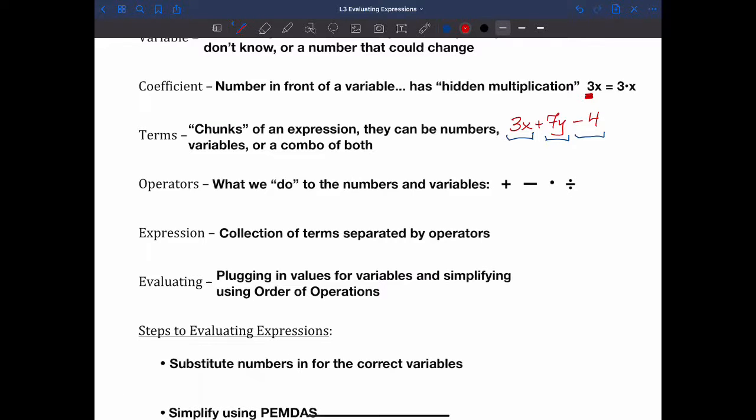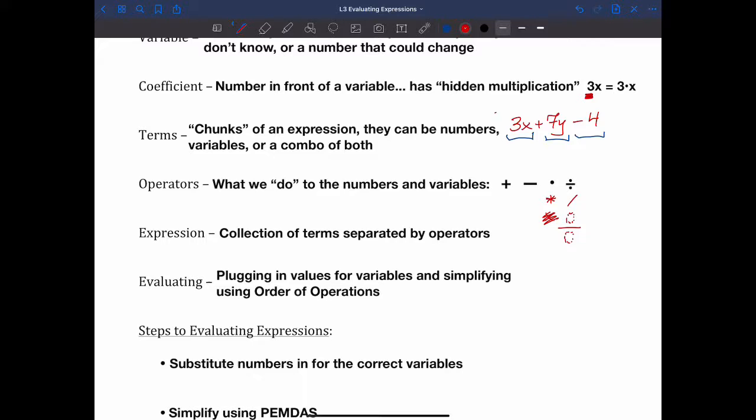For operators, you might notice that there's a little dot for multiplication. You could also use this little star thing called an asterisk. Please do not use x to represent multiplication, because x is a variable, and you don't want to be confusing one for the other. As far as division goes, you could also see just a little slash like that, or sometimes you might even see an actual fraction. Fractions are just division.